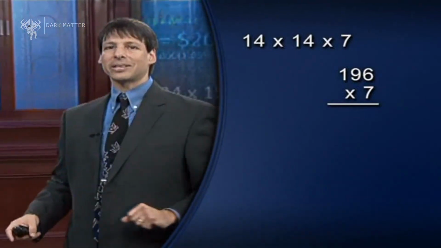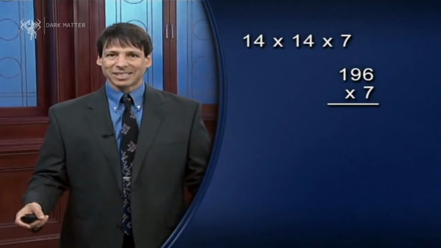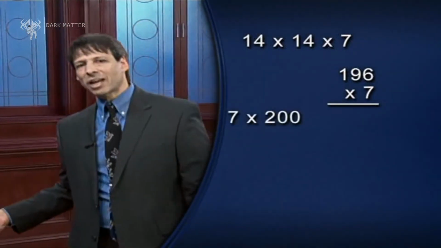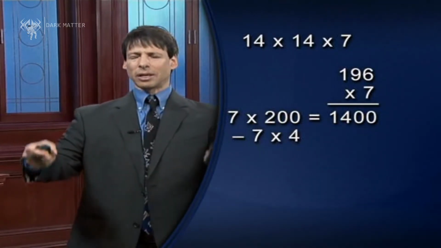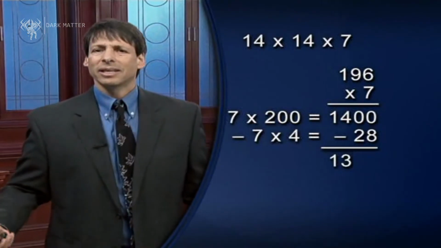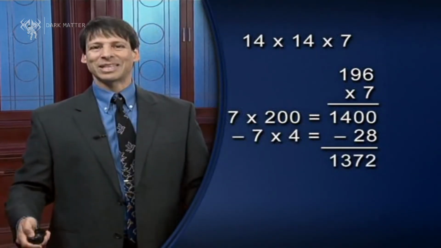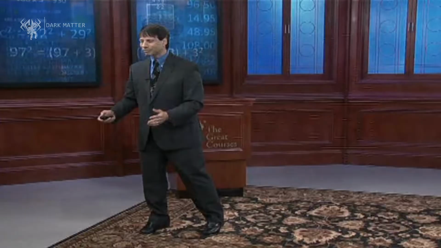Or you could do it by subtraction. You could take 196 times 7 and take advantage of the fact that 196 is 200 minus 4. 7 times 200 is 1,400. Subtract 7 times 4. 1,400 minus 28 is 1,300 and what? The complement of 28 is 72, so there we have it again, 1,372 cubic feet.